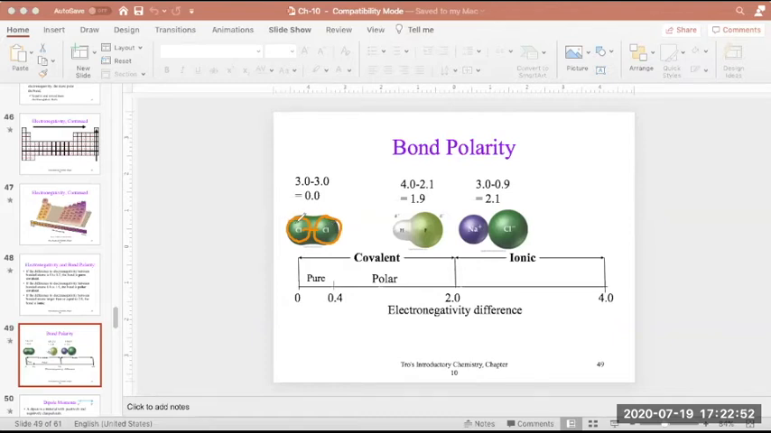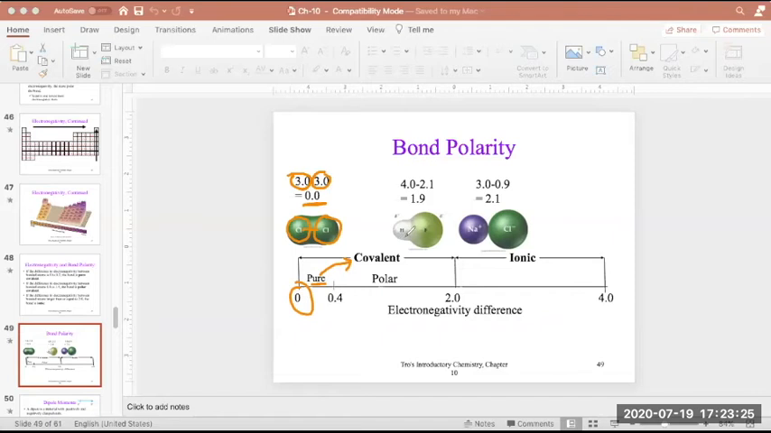If you see that periodic table, for chlorine the number is 3.0. The other atom is also chlorine, so the number won't change. Again, 3.0. So 3.0 minus 3.0, the final answer is 0. So where do you have 0 on this scale? Here. That means the bond is pure covalent. Means the sharing is equal. There's no stronger element, no weaker element, right?